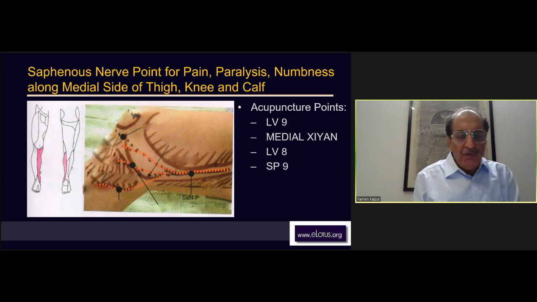So we also call it a saphenous neuropathy. So the saphenous nerve point is what is being prickled in this condition for pain, paralysis, numbness along the medial side of the thigh, knee and the calf. So a lot of patients who will be having knee arthritis pain will also be having sometimes stiffness, which is extending onto the medial side of the thigh, and sometimes the pain which is shooting down on the medial side of the leg. So the acupuncture points to be prickled in this case would be liver 9, medial xian, liver 8 and spleen 9.